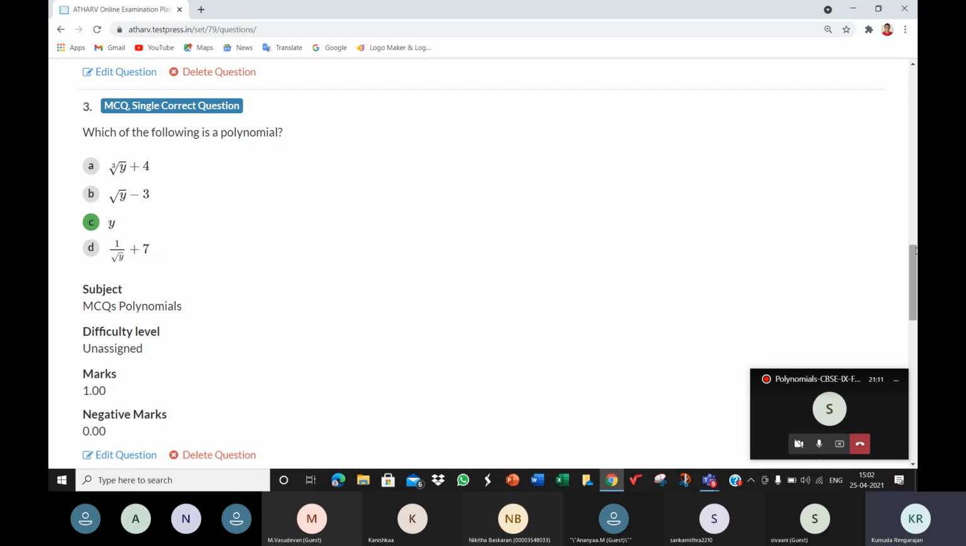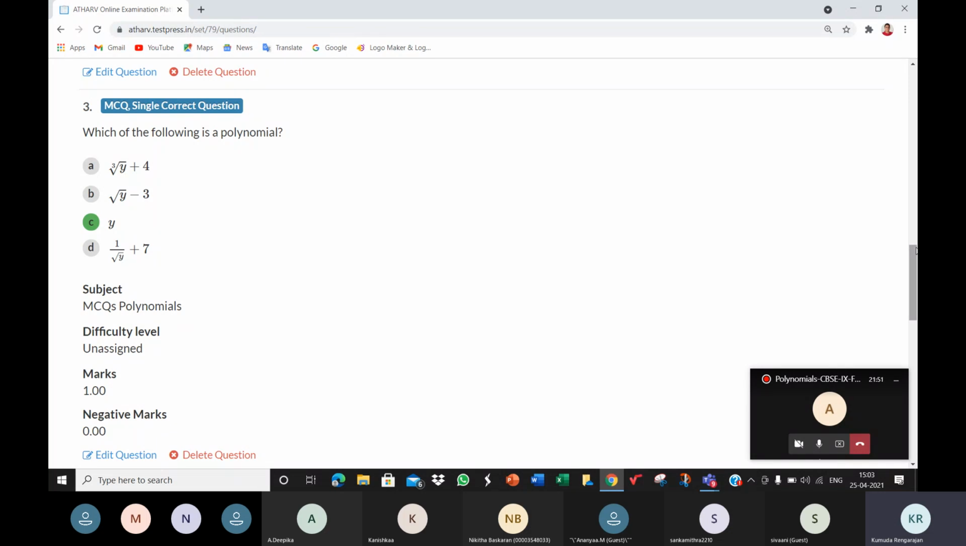All right, the third one: which of the following is a polynomial? Straight away, now tell me, children, it's your turn to explain it to me. Is the first expression a polynomial? No, ma'am. Why? Ma'am, because the first term of that expression will be raised to the power 1 by 3. Yeah, 1 by 3, because in the first option it will be y to the power 1 by 3, and 1 by 3 is not a whole number. So the first option is an algebraic expression but not a polynomial.